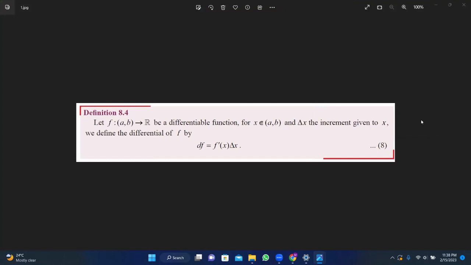The definition: let function f from the interval (a, b) to the set of real numbers be a differentiable function. For x, an element of (a, b), and delta x, the increment given to x, we define the differential of f by df equal to f prime of x into delta x. What this basically means is that we are trying to approximate the change in the function with respect to x.